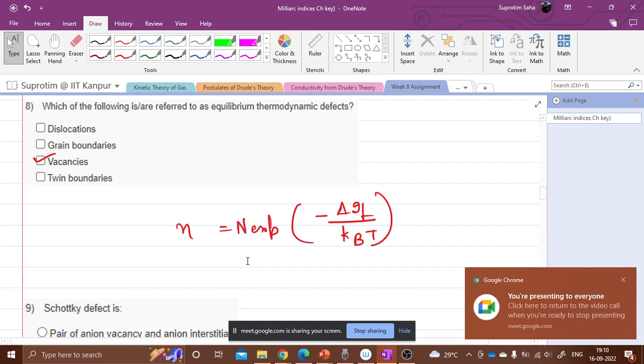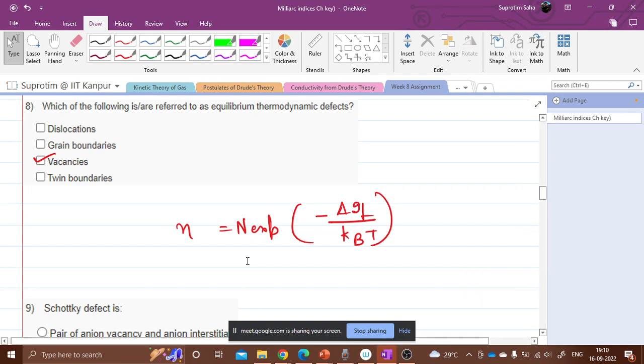So basically, what you have to understand is that these dislocations, grain boundaries or twin boundaries, the number of these defects is not dependent on temperature. Equilibrium thermodynamic defects mean that when you are in thermodynamic equilibrium at a constant temperature, the number depends on the temperature itself. So these vacancies, or let's say interstitials, they depend on the temperature. The number of these vacancies is given by this formula and is dependent on temperature.